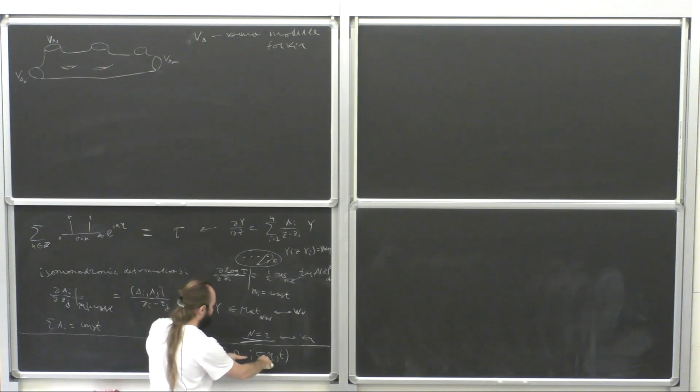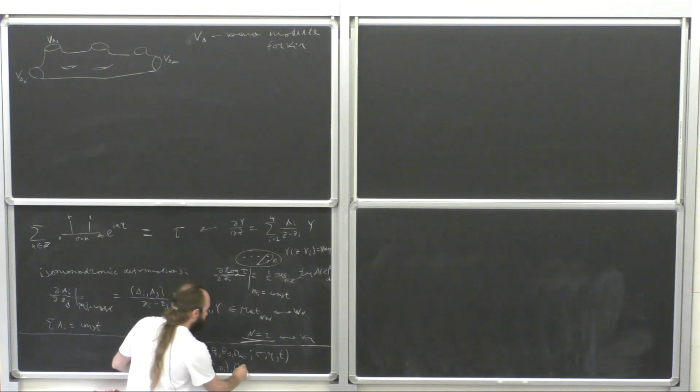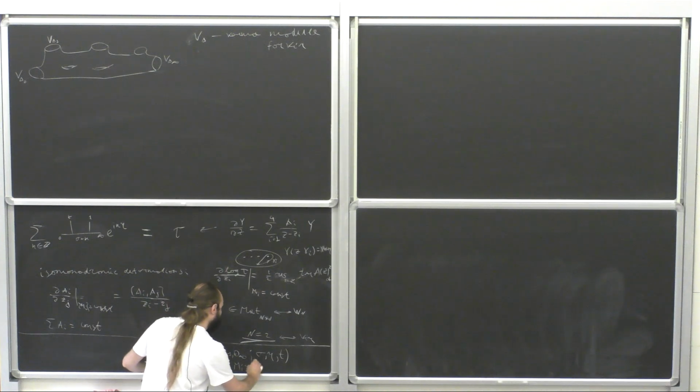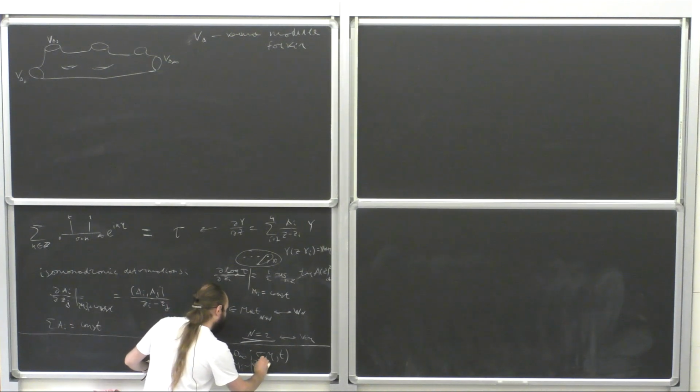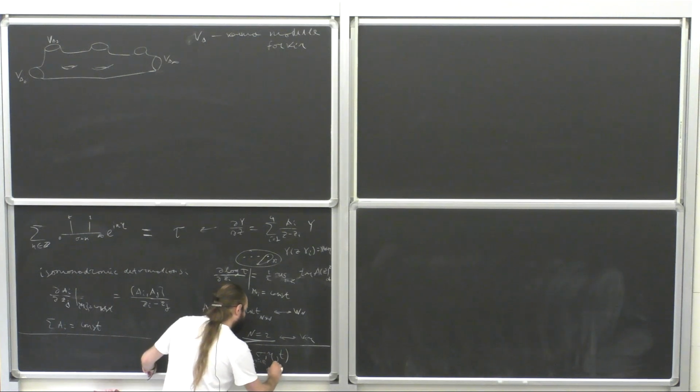We can say the same about the monodromy matrices. So the M_i are conjugate to diag(e to the 2 pi i theta_i, e to the minus 2 pi i theta_i).